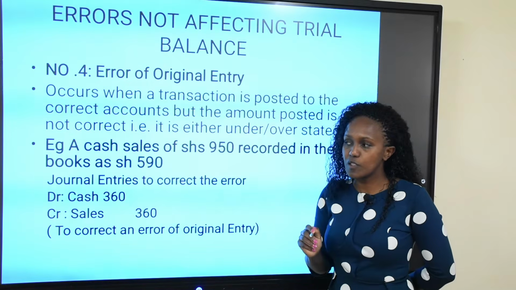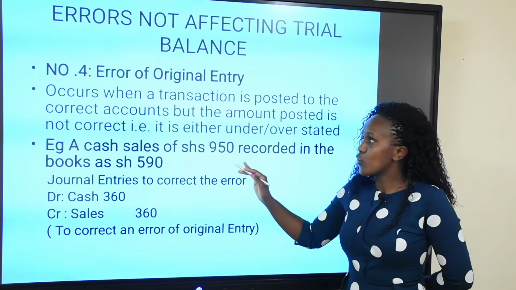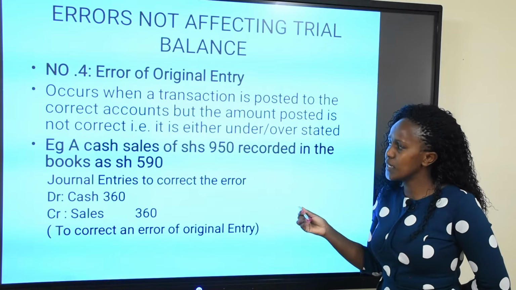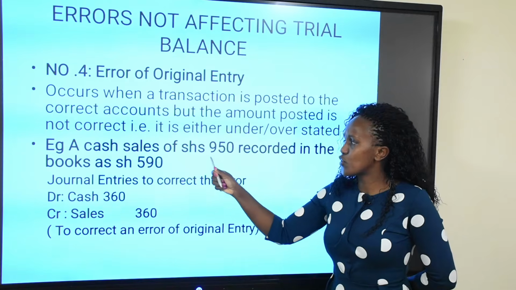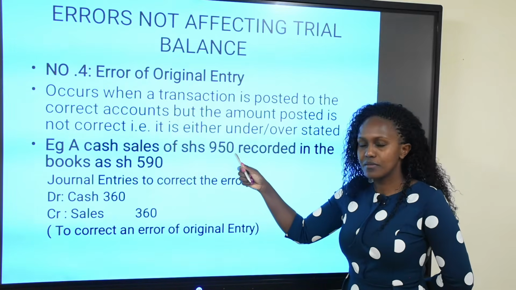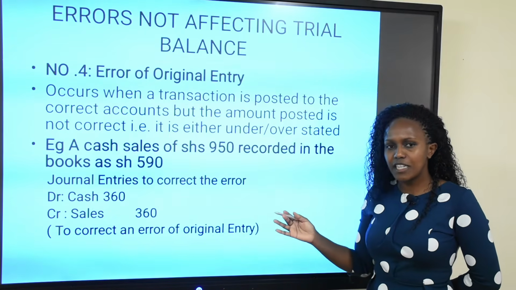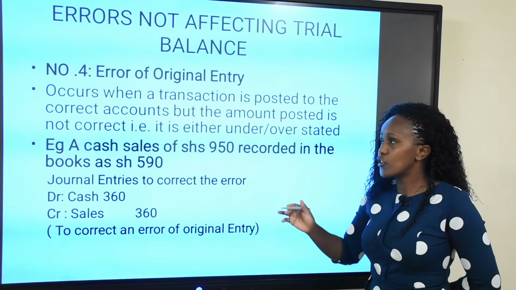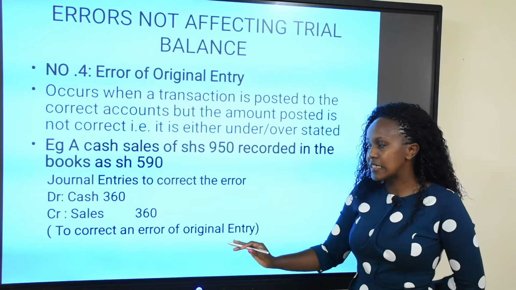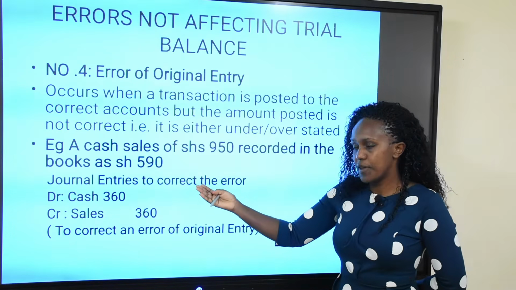Now, to understand this error more, it is also sometimes called the transposition error. By transposition, we mean, you can see here there is transposition of figures. So this is a very common error whereby you hear 950, but you record 590. Innocently, it's just a transposition of figures. But for it to be an error of original entry, both accounts, the debit and the credit, have to have recorded the wrong amount. And now you correct in both of them.